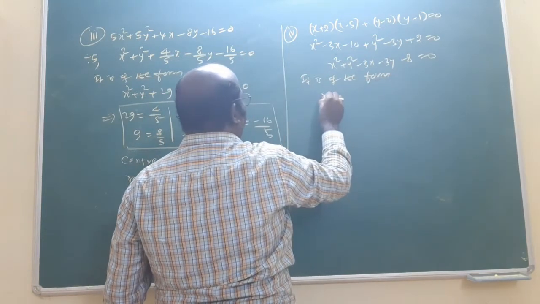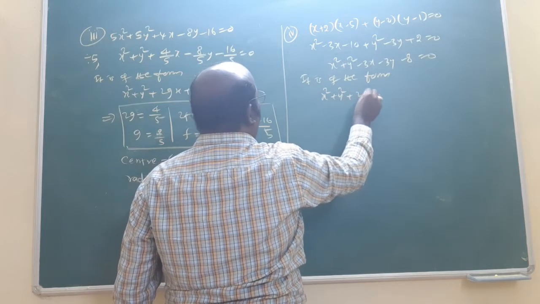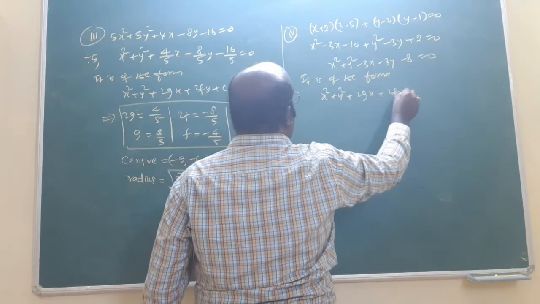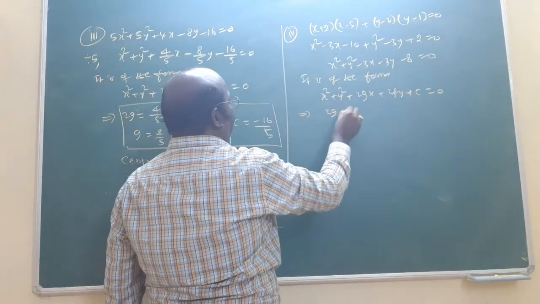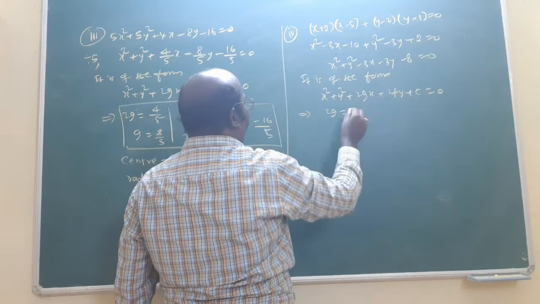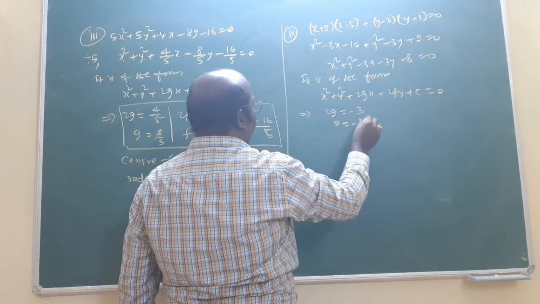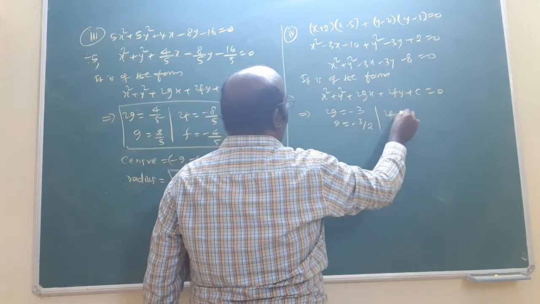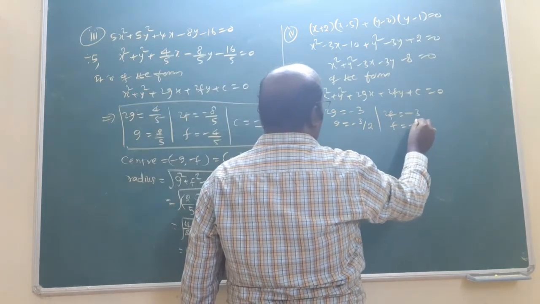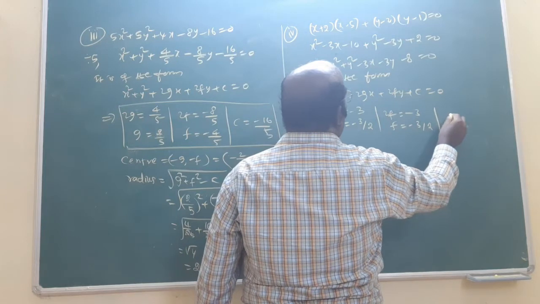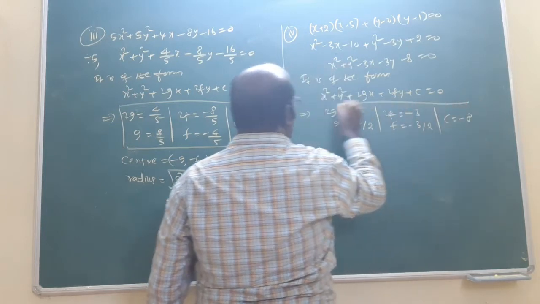What is the answer? x square plus y square plus 2gx plus 2fy plus c equal to 0 is the formula. Now compare the coefficient of x. 2g equal to minus 3, so g equal to minus 3 by 2. 2f equal to minus 3. Am I right? f equal to minus 3 by 2. c is minus 8.